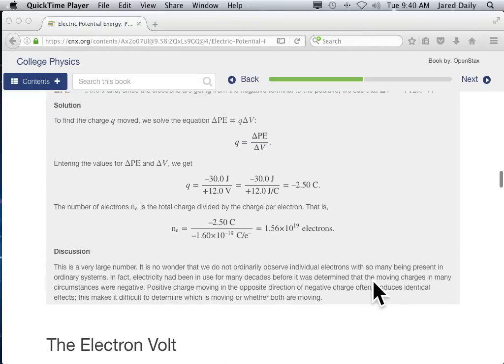Now, this is where we can actually kind of understand a little bit of what it means. Benjamin Franklin.